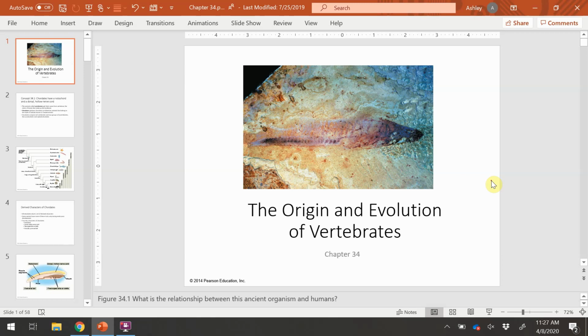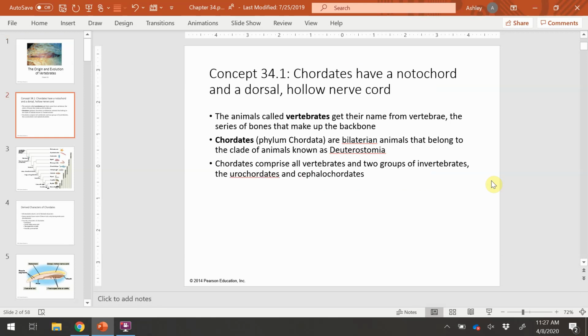And today we're going to take a look at vertebrates. So chapter 34, we will take a look at the origin and evolution of vertebrates in this chapter. Okay, so first of all, looking at vertebrate itself, it means vertebrae, which is where it gets its name, is a series of bones that make up the backbone.